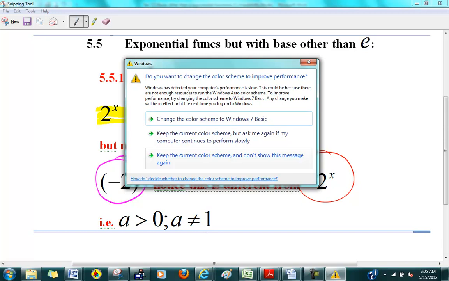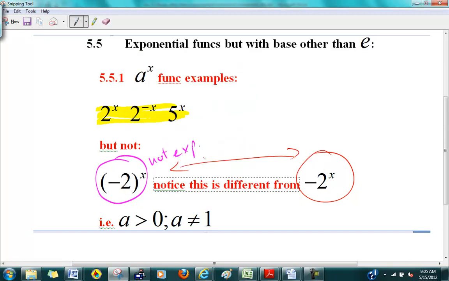Okay, what's this negative going to do to it? What's the negative going to do? It's going to make it positive. Why? If x is an even number. X could be any number, right? X is a variable. So negative 2 to the power 2 becomes... No, no. What is this negative sign going to do?